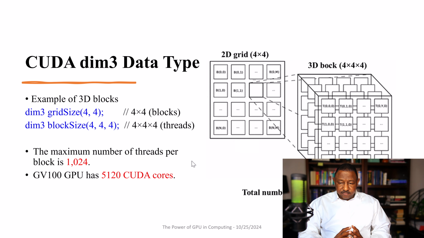Most of the GPUs nowadays take 1024 threads per block. You cannot go beyond that, or you will get an error. Some of them may have a different number, but most of them have 1024 threads, and you have to check the specification of the GPU before you use it to know the maximum number of threads that can be organized in a block.